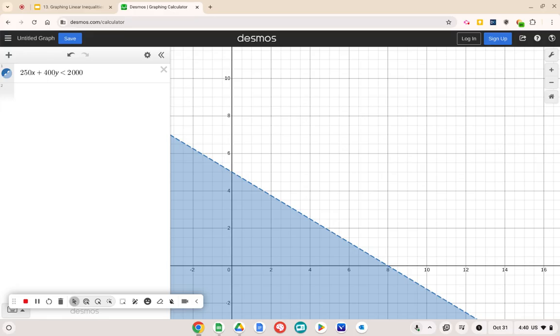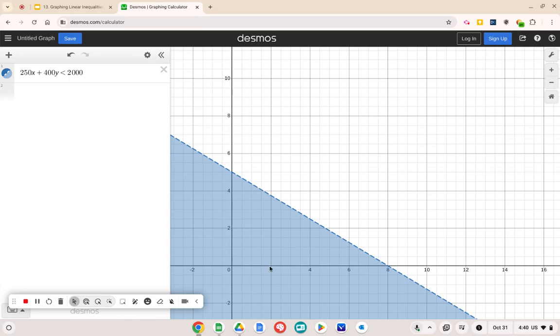All right, so the biggest thing that you need to notice on this graph is that the line is dashed. That is because the company said they want to spend less than $2,000, not less than or equal to $2,000. So that means any point on the line is not a solution. You can only choose points that are in this shaded region, okay?